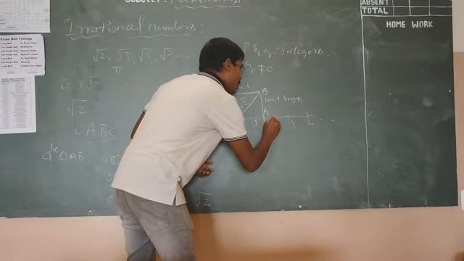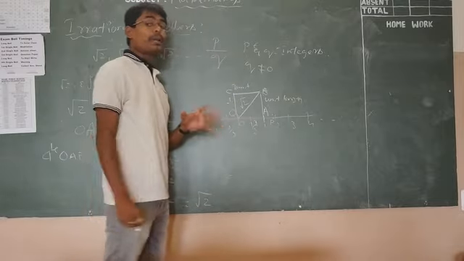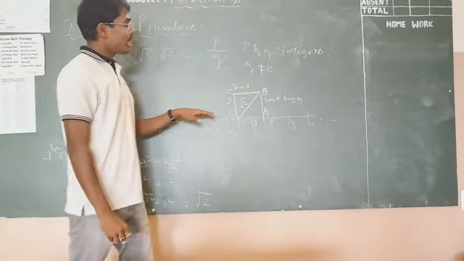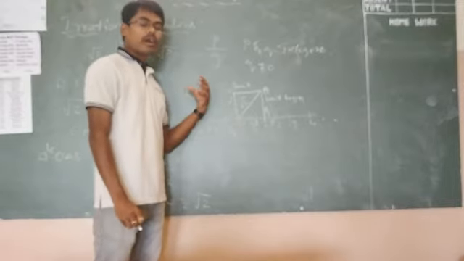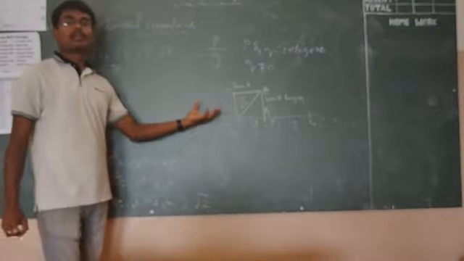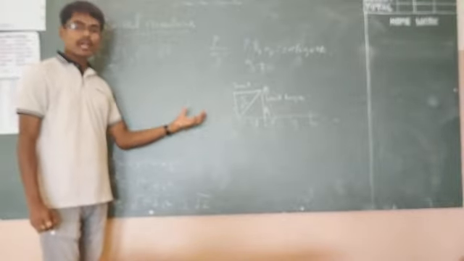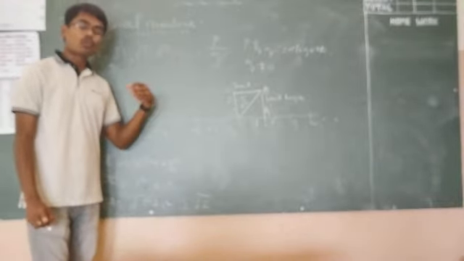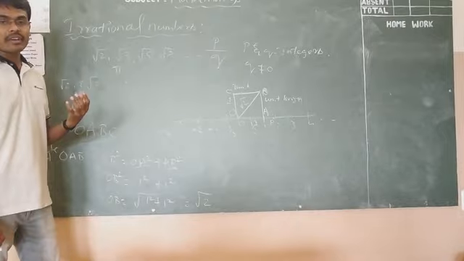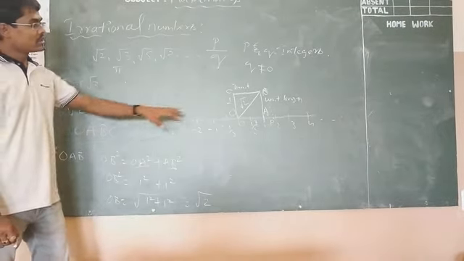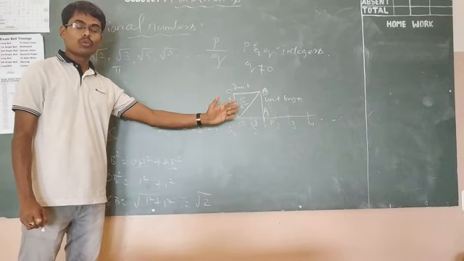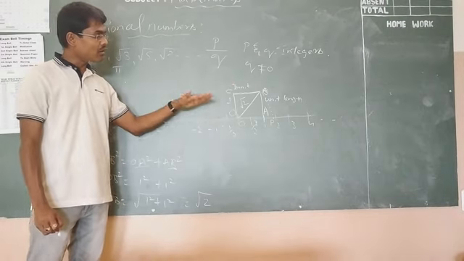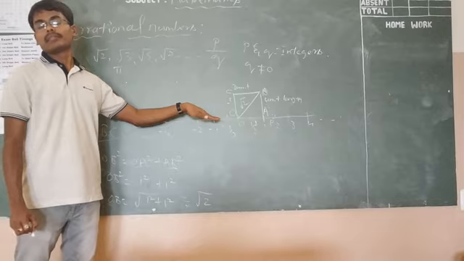Then I will mark this point as P. This is how we are going to represent the value of root 2 on this number line. Like that, you can mark root 3, root 5, root 7 and so on. This is how we are going to represent root 2, that is an irrational number, on the number line.